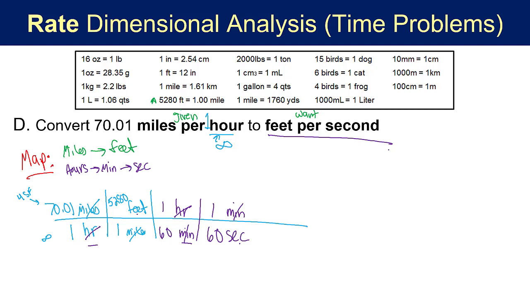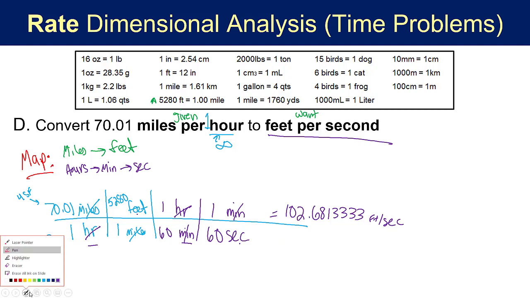Now it's time to pick up your calculator, put it gently in your left hand, and let's calculate. 70.01 miles times 5,280 feet times 1 hour times 1 minute equals. So we multiplied across the top, now we divide across the bottom: divided by 1 hour, divided by 1 mile, divided by 60 minutes, divided by 60 seconds. That gives me an answer without significant figures, which is 102.681333 feet per second. But what we want to do is now turn that into significant figures.